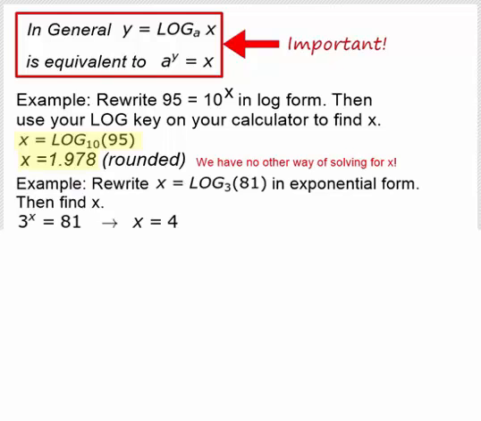Here's another example. Rewrite x equals base 3 log of 81 in exponential form, then find x. The base is 3, so we have 3 to the x equals 81. And we know that 3 squared is 9, and 3 to the third is 27, and 3 to the fourth is 81. So our answer here is x equals 4.